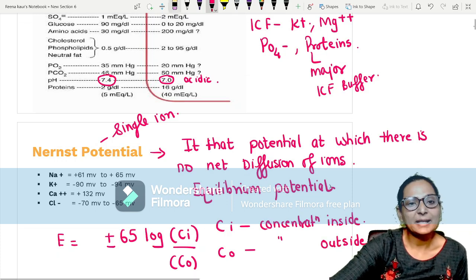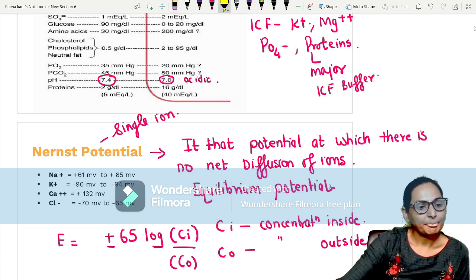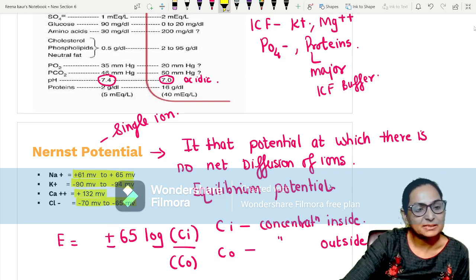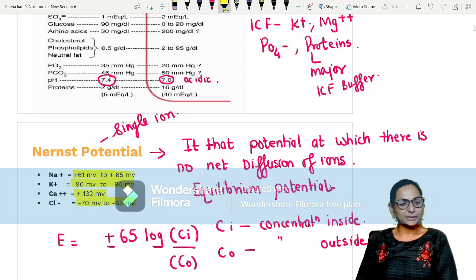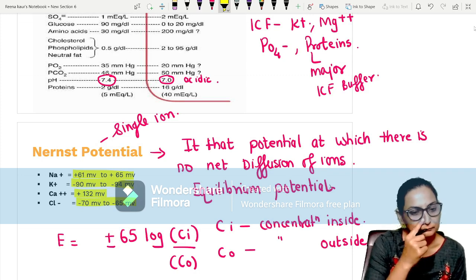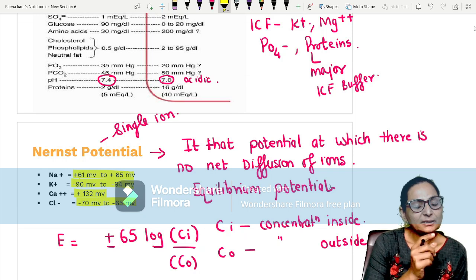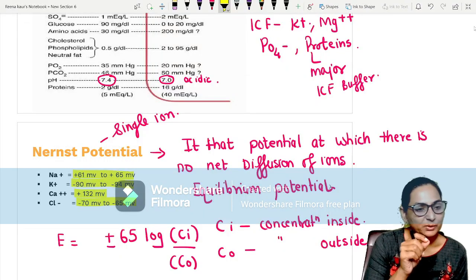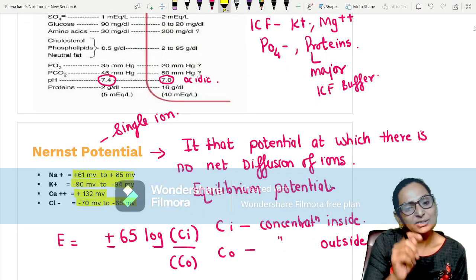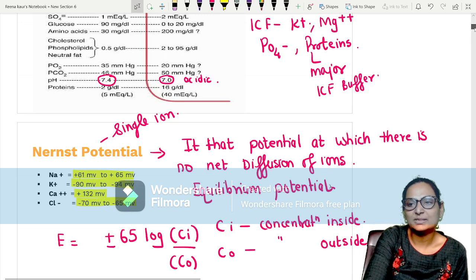So every ion has its own Nernst potential. Potassium minus 90 to minus 94, sodium plus 61 to 65, chloride minus 70 to minus 65, and calcium is plus 132. So you see that the Nernst potential of potassium is closest to the RMP of the tissues.